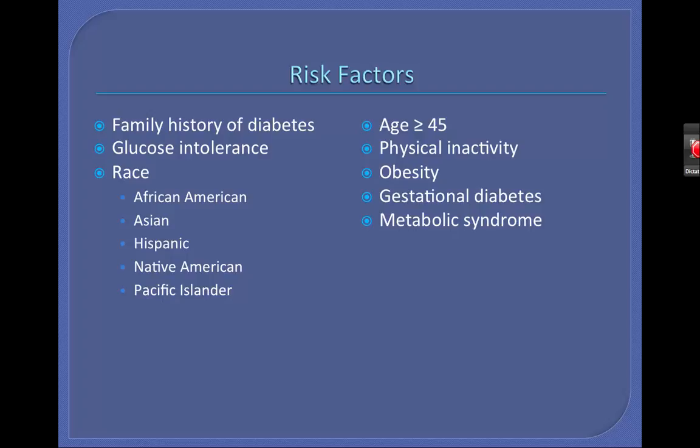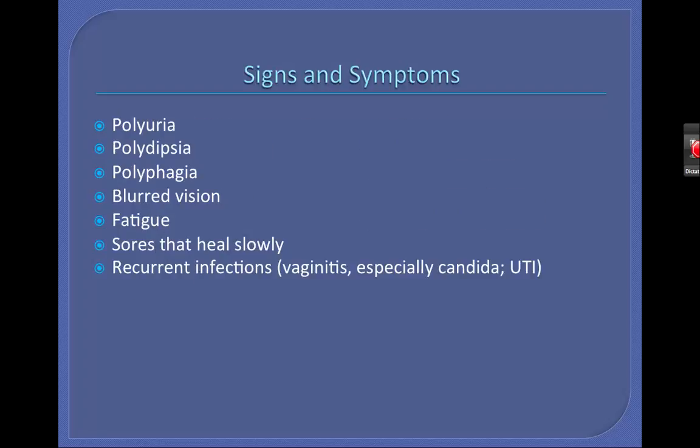Age over 45 is a risk factor for diabetes. Physical inactivity, obesity, gestational diabetes, and metabolic syndrome. Signs and symptoms of diabetes are polyuria, polydipsia, polyphagia, blurred vision, fatigue, sores that heal slowly, recurrent infections, vaginitis, yeast infections, and UTI. If you're doing women's health, again, if a woman has a lot of yeast infections, check her blood sugar, okay?